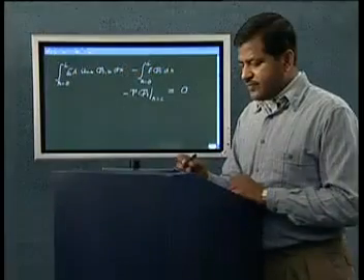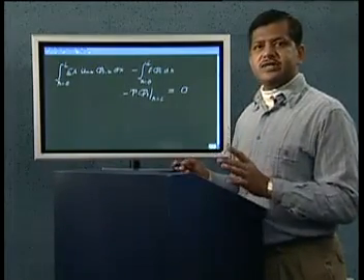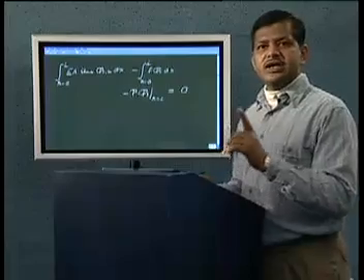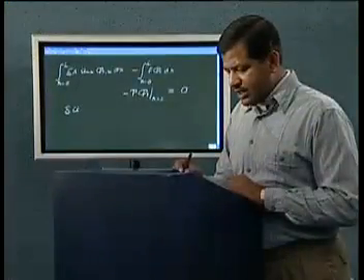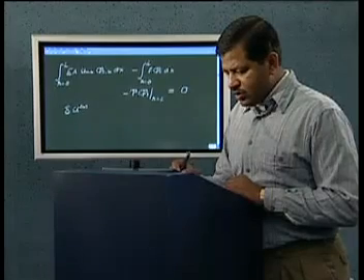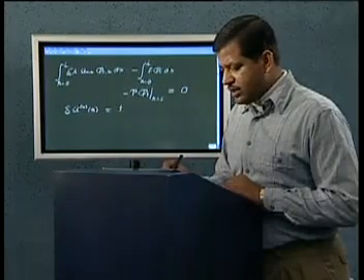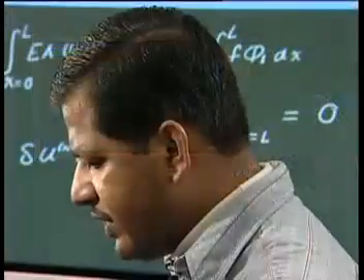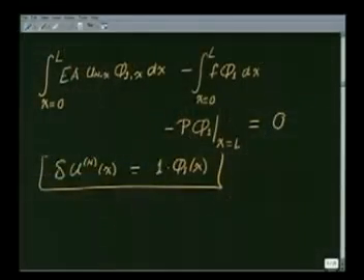Remember what we have done? We have taken the variation of A1 is equal to 1. All other variations we have set to 0. That is one choice of the variation that we have taken. That is, we have taken del un of x is equal to 1 into phi 1 of x. Okay. When we substitute this choice, we get this equation.